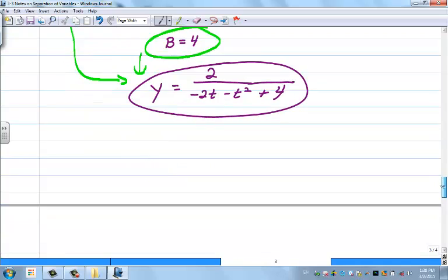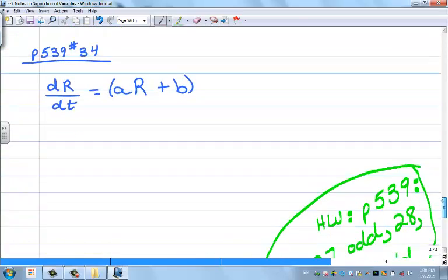All right, last one coming up. This is one where we're not given an initial condition. We are just given dr dt equals ar plus b.